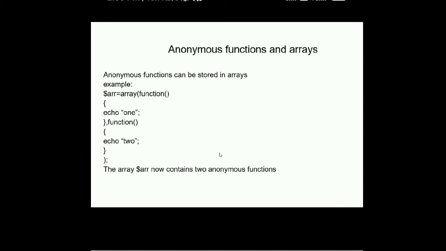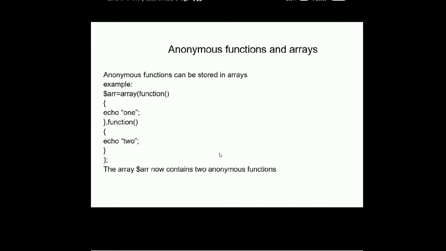Listen carefully. I have declared an array. ARR is my array name. How will you write an array? You have to use a keyword called array. Write the first anonymous function, which echoes and prints 1 here. I close the anonymous function, and finally the second anonymous function prints the message 2. If possible, just take a screenshot of it. You can see that the array has 2 anonymous functions inside.